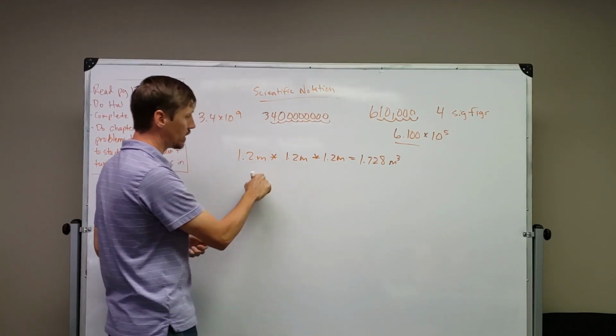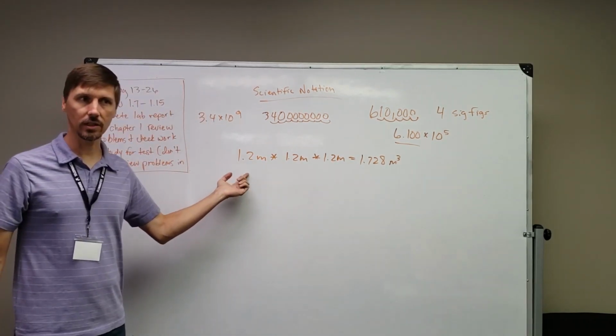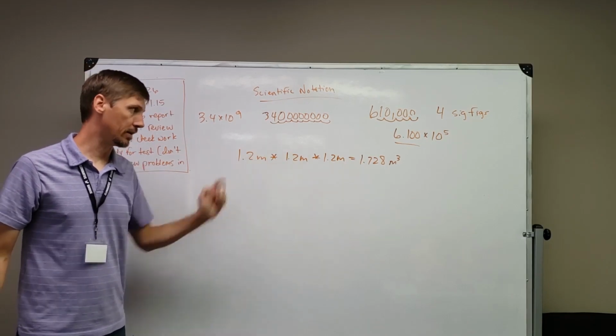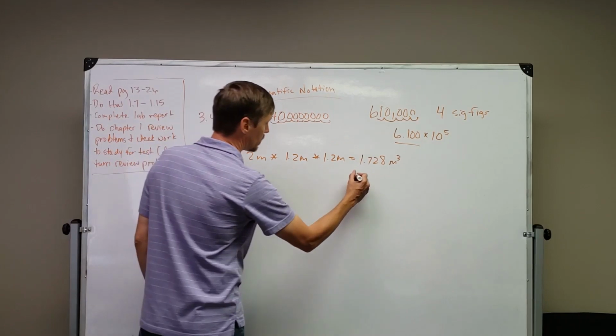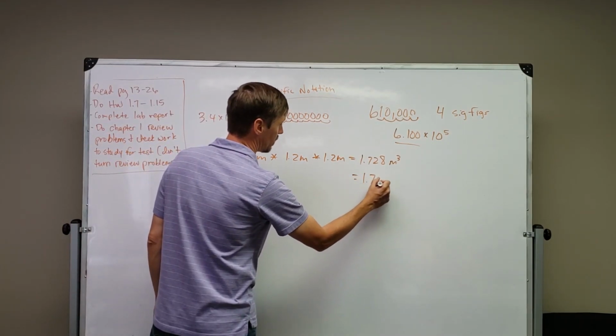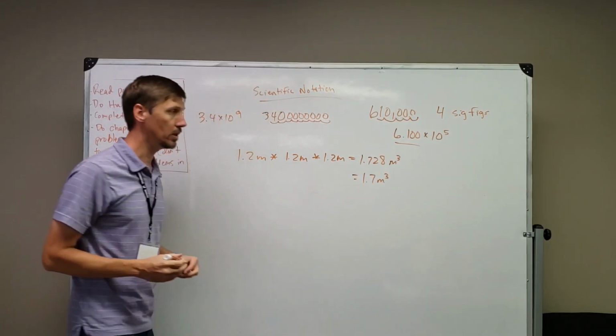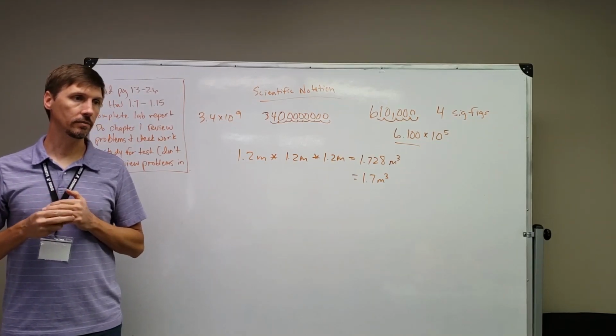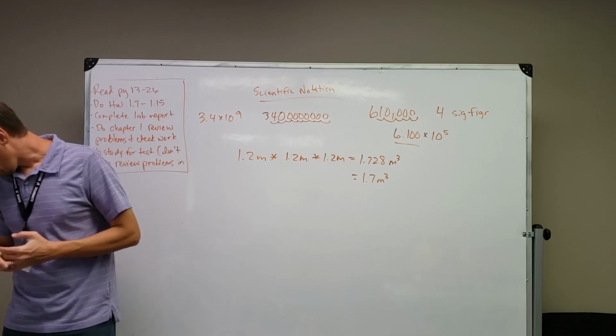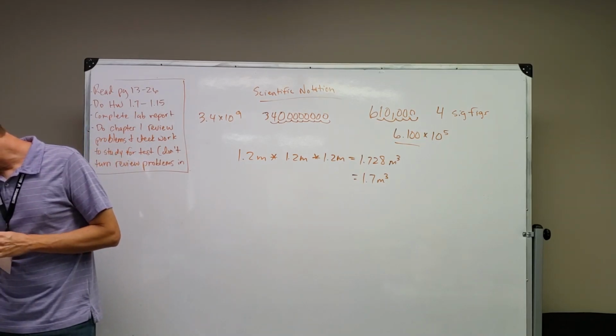We need to have two significant figures because that was the least amount of significant figures in these. In this case, they all happen to have two significant figures. But we basically need to round our answer so that it only has two significant figures. So our final answer would be 1.7 meters cubed. Everybody clear? Makes sense? All right, so those are derived units.